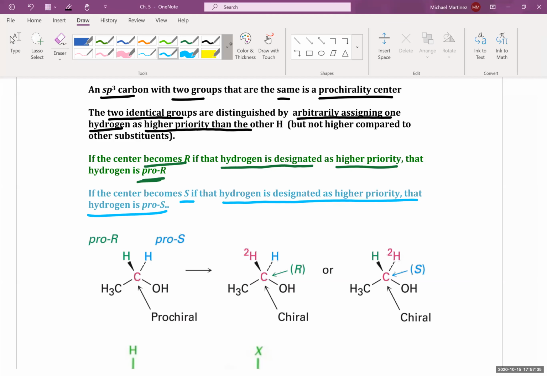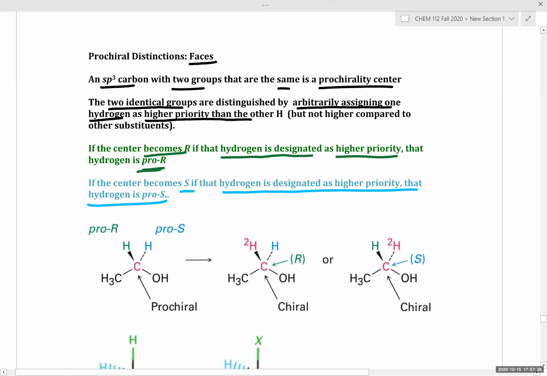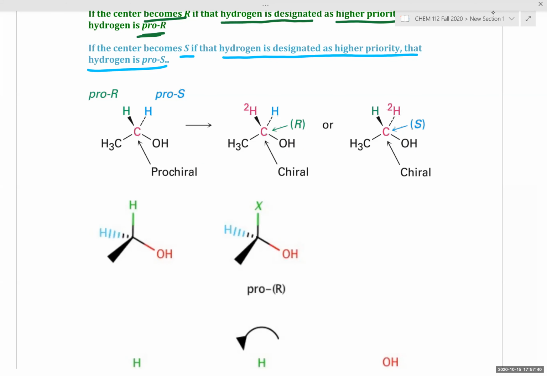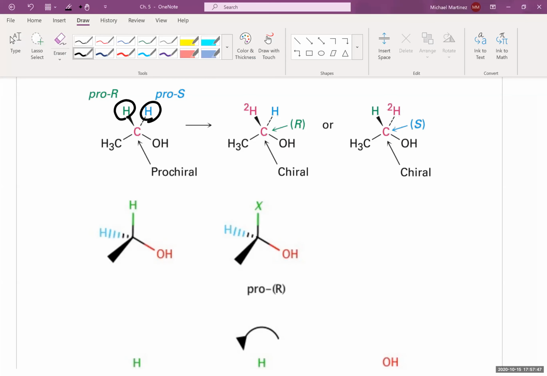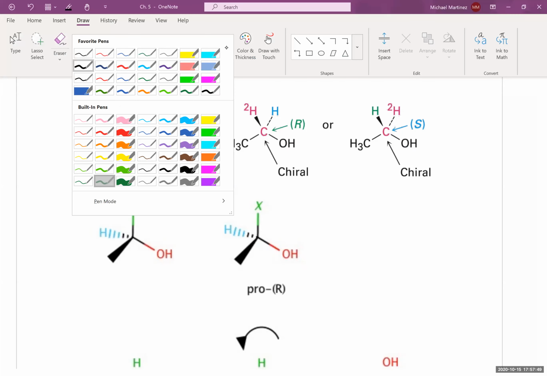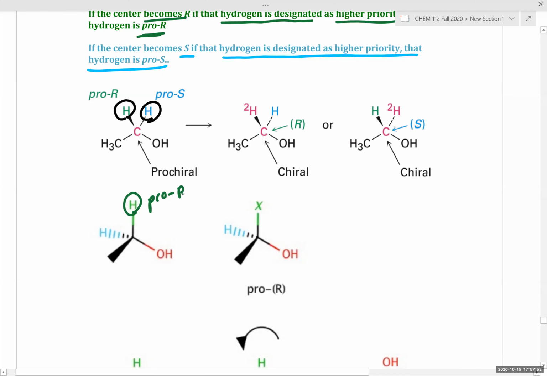So let's show what I mean by this. Let's pretend for a moment we have two hydrogens, right? Let's take a look at this pro-R hydrogen. So this hydrogen is considered pro-R. Why is that? We are going to arbitrarily designate our priority where the pro-R hydrogen is higher than our other hydrogen. That's why I'm putting it as priority 3. Does that make sense?